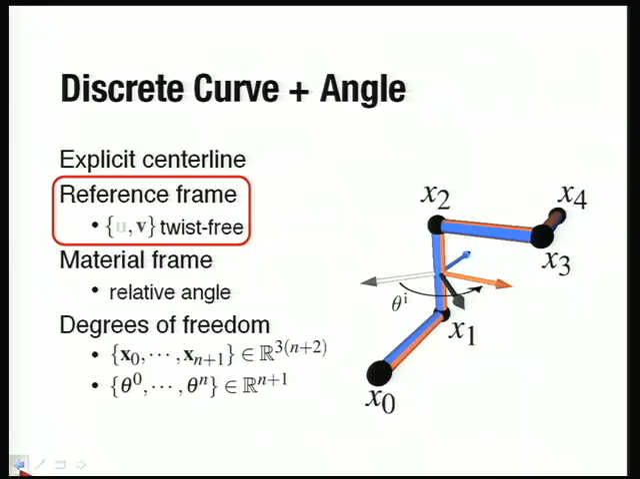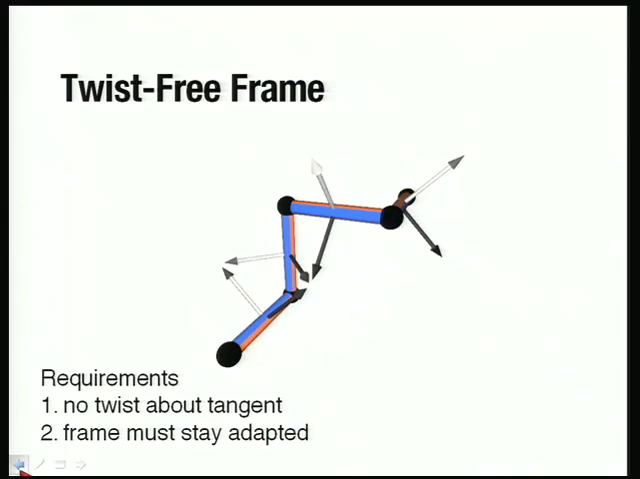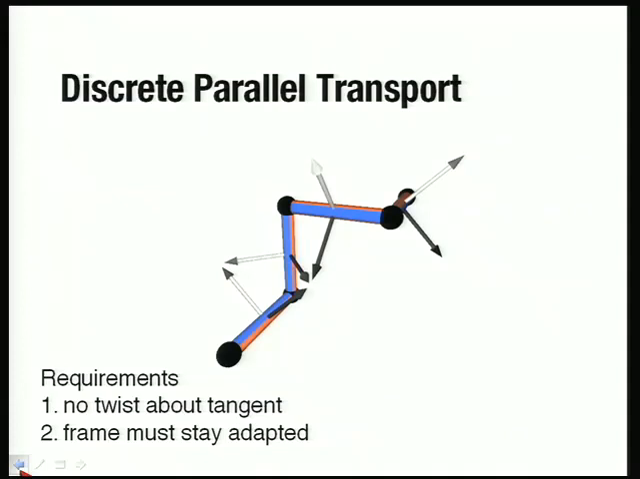So again, let's see how we define the twist-free reference frame in the discrete case. And this is going to follow the same thing we did in the continuous case. Namely, we assign some arbitrary orientation for it at one end of the rod, and then our requirements are going to be able to uniquely define it everywhere else along the rod. So at each edge, we have a reference frame. So the requirements again are no twist about the tangent, and the frame has to stay adapted.